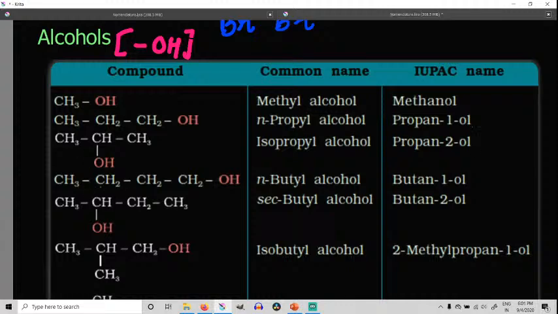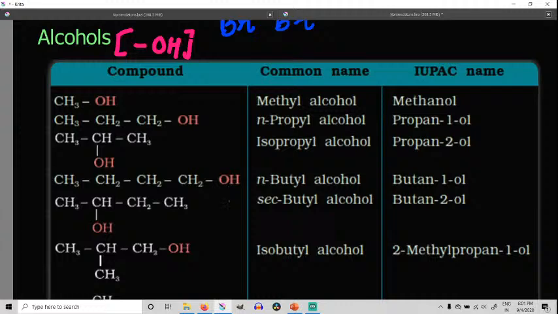Understood? Likewise, when there are 4 carbon atoms, 1, 2, 3, 4, the root word will be but, right? Root word will be but plus an plus ol. So butanol will be the correct answer for giving the IUPAC name to this. In this case there are 4 carbon atoms, so butan-1-ol. And why are we giving 1 numbering? Because on the first carbon atom OH is attached. Understood or not understood, till here?